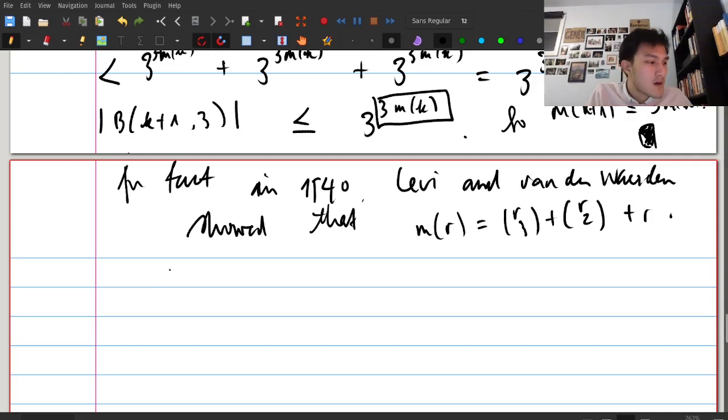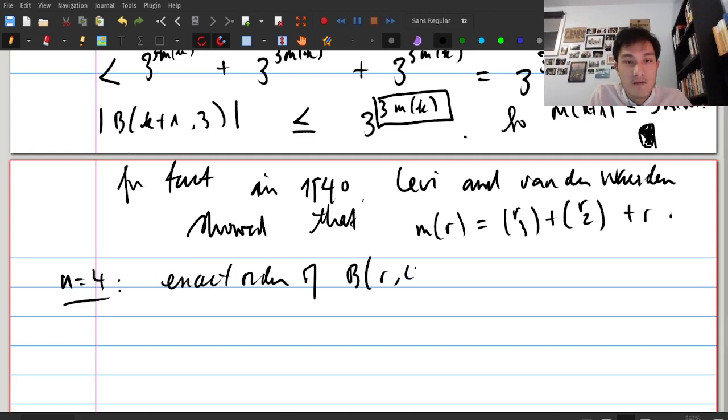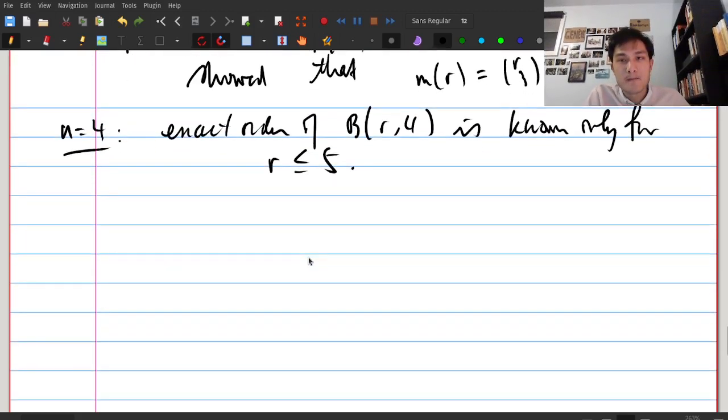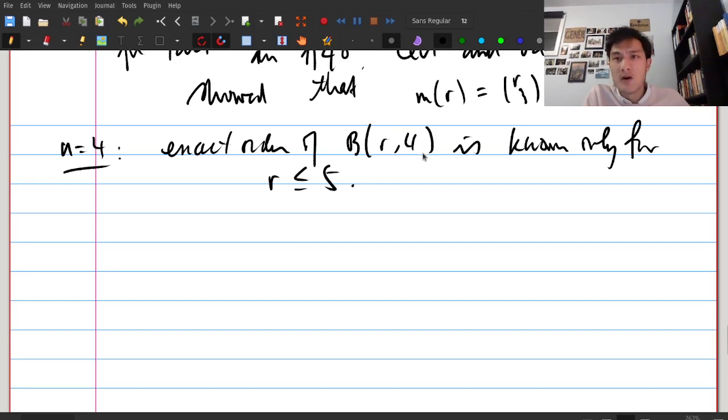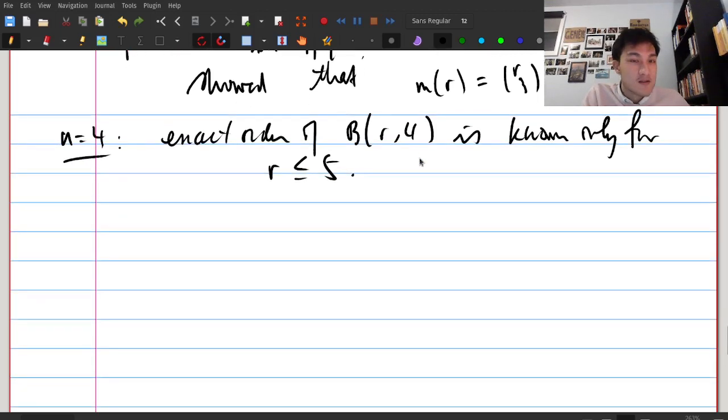So I just want to comment on the exact order. So now we're going n equals 4. Okay, the exact order of BR4 is known only for R less than or equal to 5. Okay, maybe it's been updated now, but anyway, we don't know BR4 as well as we know BR3 or BR2 or BR1. Actually, I mean BR1 is the identity. Okay, but we can still show that BR4 is finite for all R. Okay, and that's what we're gonna do in this part.